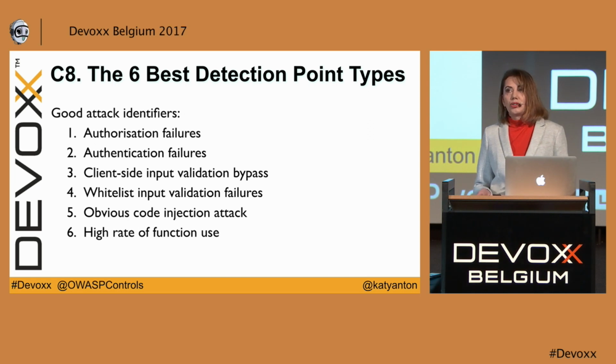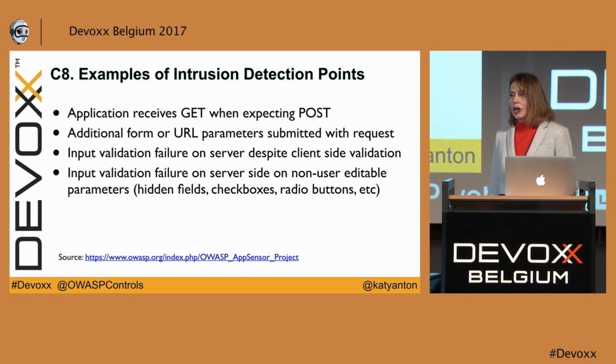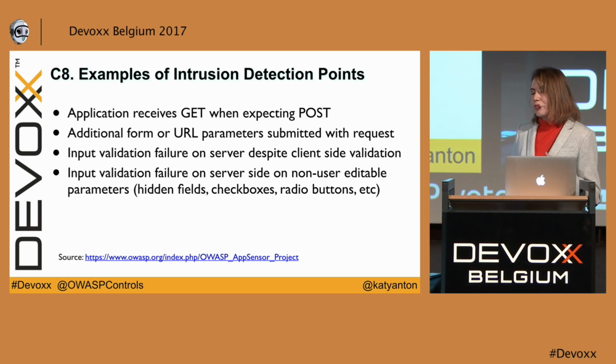So some examples of these intrusion detection points are if your application expects a GET but receives a POST, then that's an indication that somebody has tampered with that. Additional form or URL parameters also are an indication that somebody has tampered with that data, since it has left the client side until it has reached the server side. For example, somebody can add an extra URL parameter like admin=1 or another form parameter like debug=true.